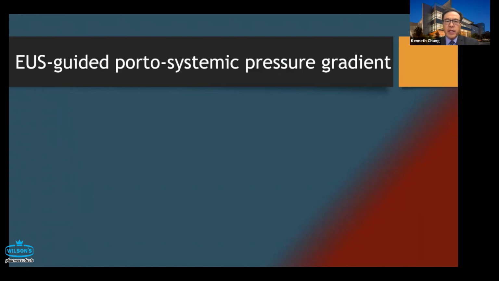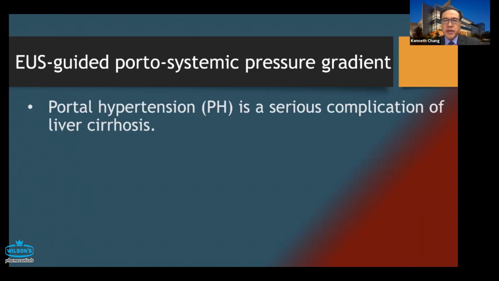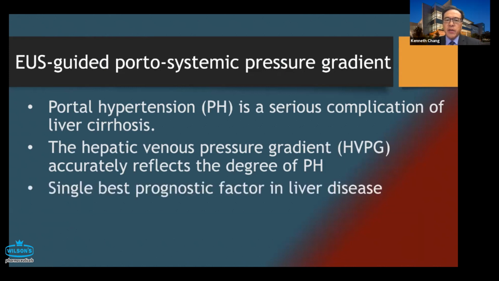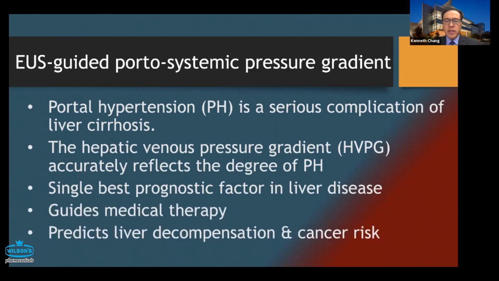So we began looking at EUS guided portal pressure gradient measurement back in 2012. We know that portal hypertension is a serious complication of liver cirrhosis, and the gold standard has been the interventional radiology procedure called the hepatic venous pressure gradient, or HVPG. And the HVPG accurately reflects the degree of portal hypertension and is arguably the single best prognostic factor in liver disease, as it guides medical therapy and it predicts liver decompensation as well as predicting the risk for cancer of the liver.